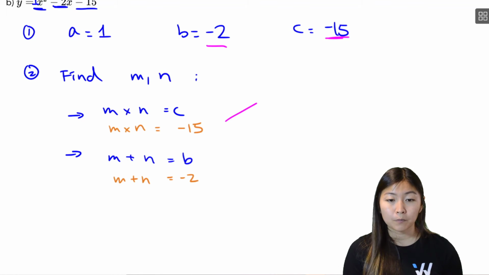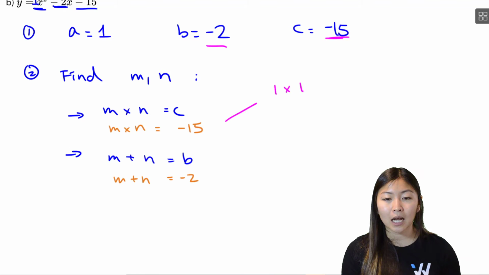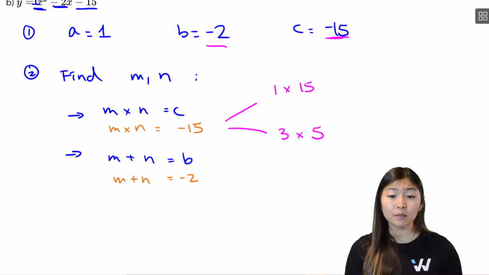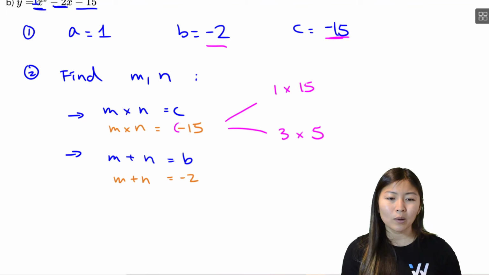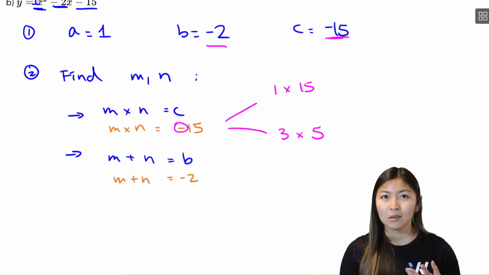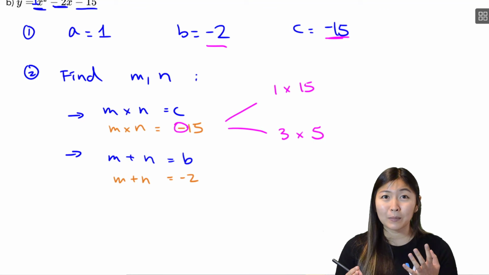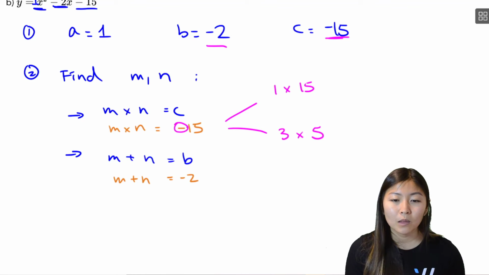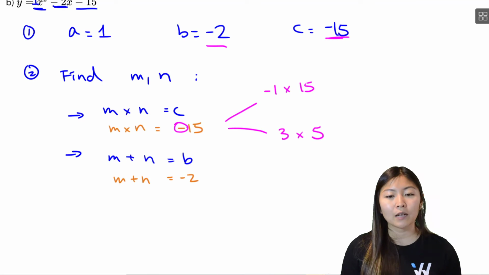Well, we have options here. We have either 1 times 15, or we could have 3 times 5. But both of these multiply to +15. We want -15. When I have two numbers multiply together to give me a negative, what has to happen to one of them? Well, one's going to stay positive, but the other one has to be negative. So let's put a negative somewhere. I'm going to put a negative in front of the 1, so I have -1 times 15.